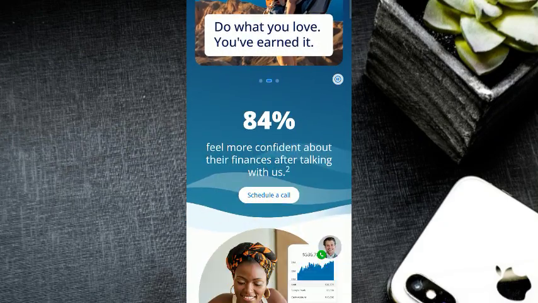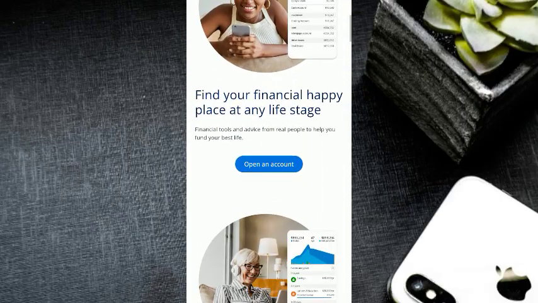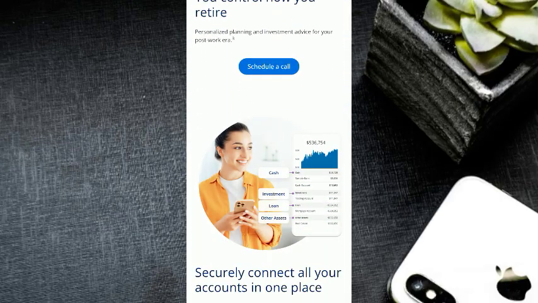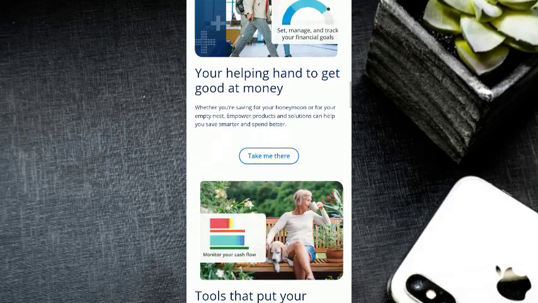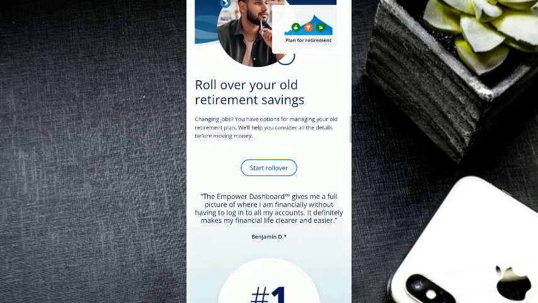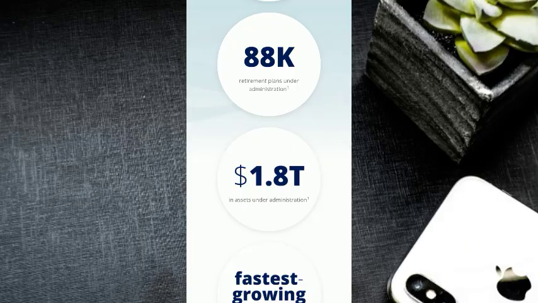Keeping an eye on your credit cards and credit accounts is crucial. With Empower, you can monitor balances and performances all in one place. And I'm going to show you exactly how to monitor credit account performances and balances on Empower.